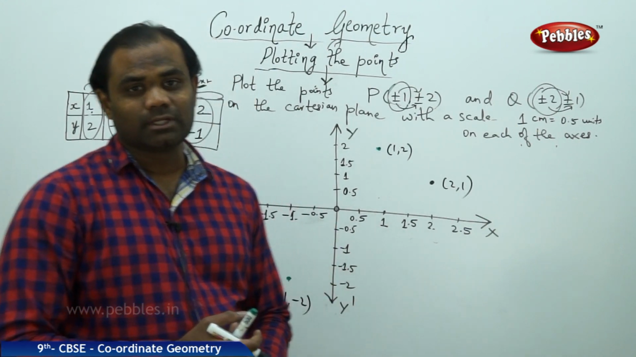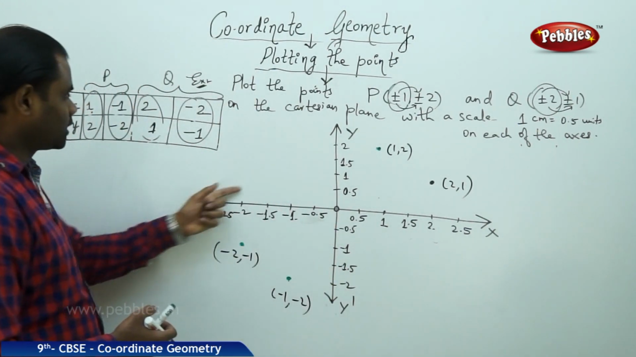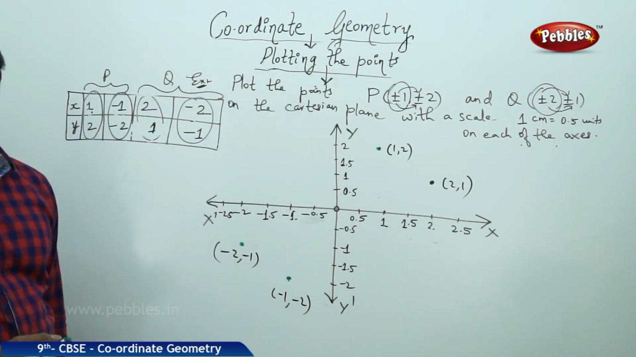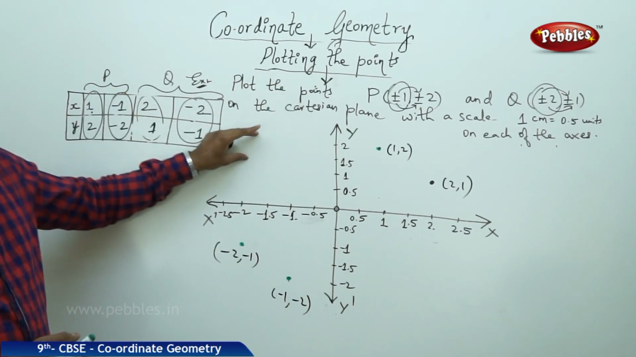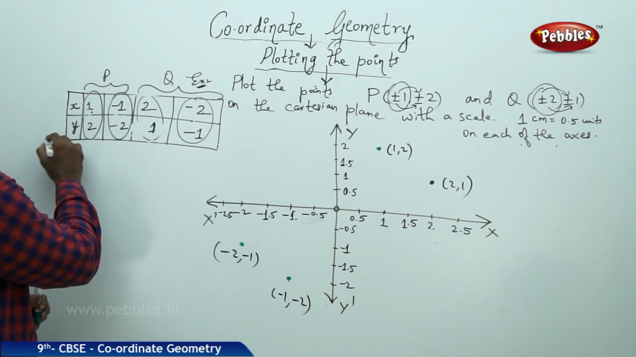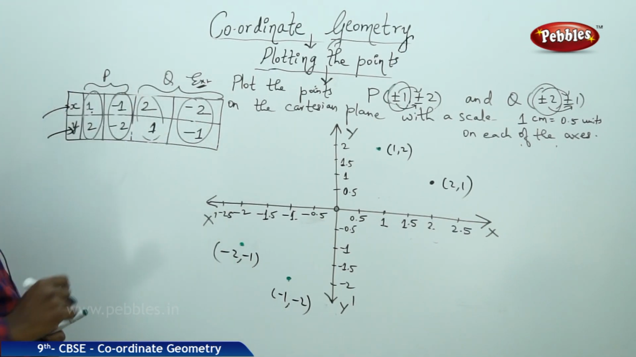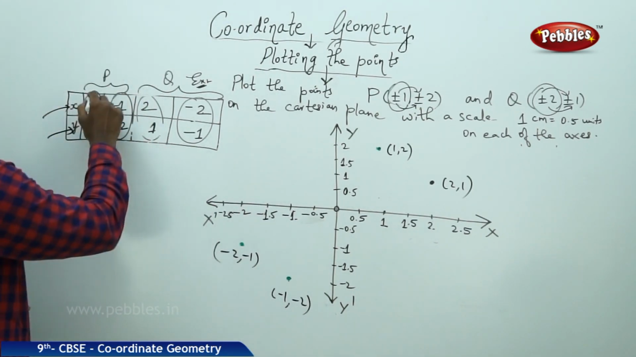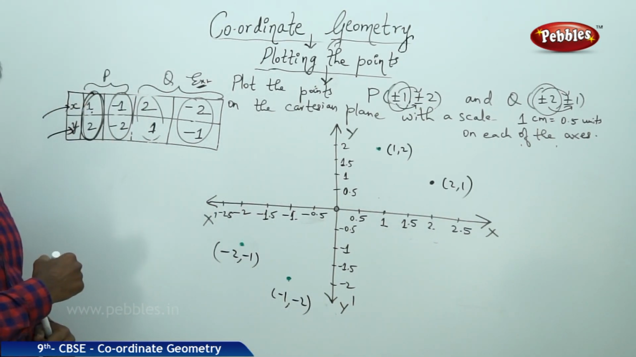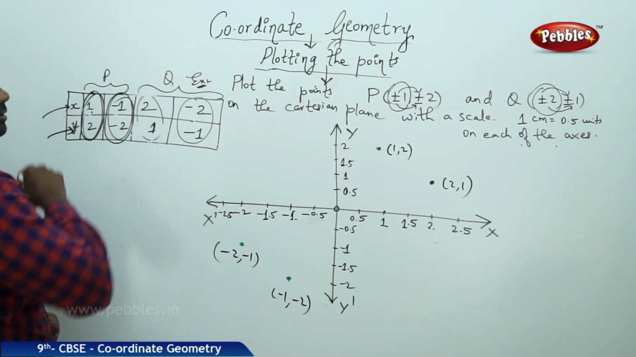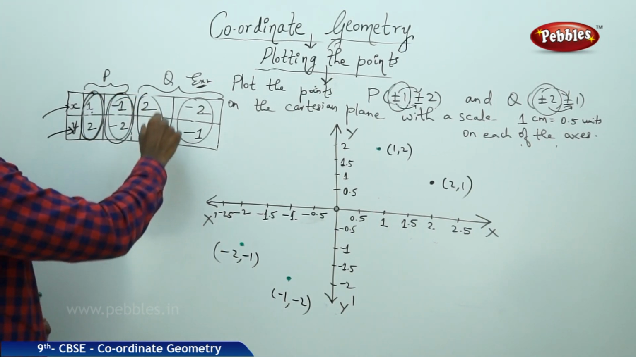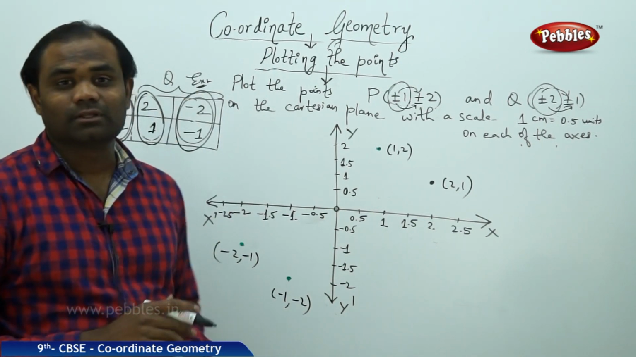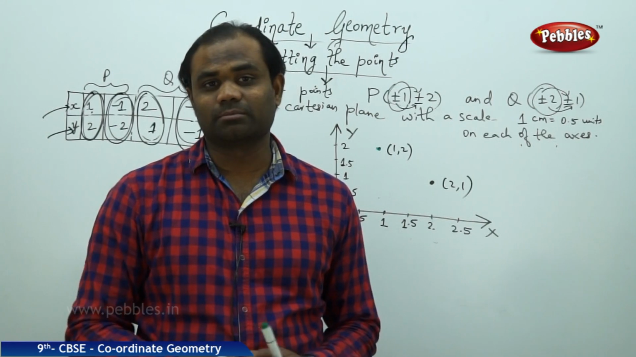Plotting the points is done through the construction of a table with the first row with all x values of the given points and the second row with all the y values of the given points, and then plotted accordingly through the pairs. The first pair gives the first point, the second pair gives the second point, the third pair gives the third point, and then the fourth pair gives me the fourth point on the Cartesian plane.